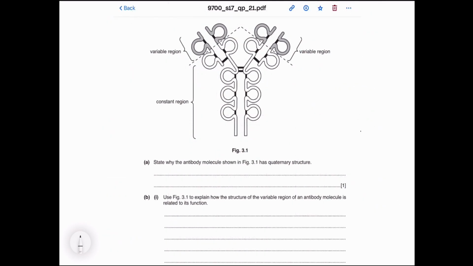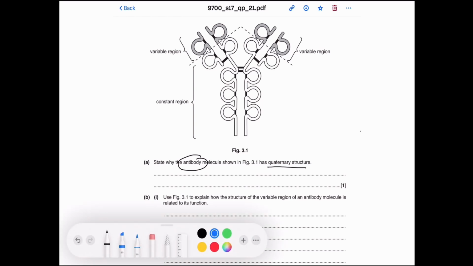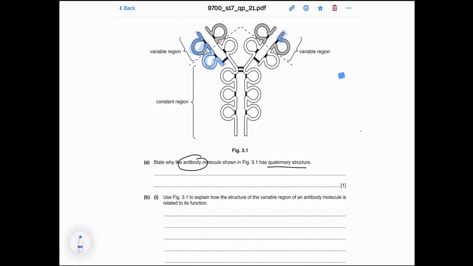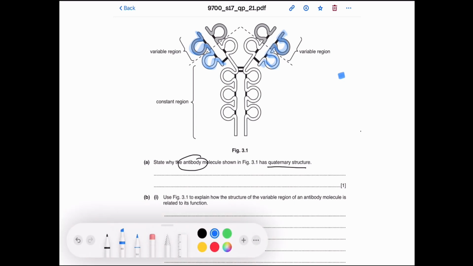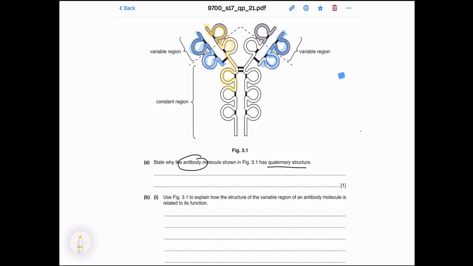So let's refer to this past year, which is from May-June 2017, paper 21. Before they ask about monoclonal antibody, the question actually asks about the structure of antibodies. So why do antibodies have a quaternary structure? This requires your understanding from chapter 2, where you need to be able to define quaternary structure. As we know, quaternary structure is defined as a protein with 2 or more polypeptide chains. So from this, we can tell that antibodies actually have 2 short polypeptide chains and 2 long polypeptide chains. So in total, they have 4 polypeptide chains. Therefore, it is known as quaternary structure.